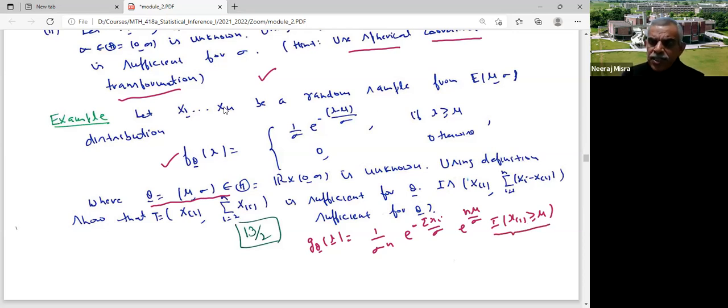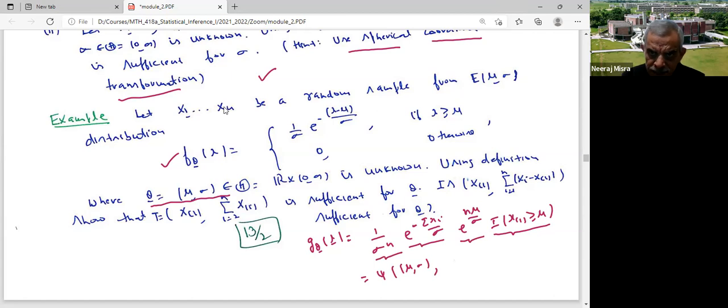This can be because mu is unknown. So here I cannot separate out the xi's from the parameters. So this can also be a part of psi theta. This will also be a function of psi theta x. So this can be written as psi of mu sigma.